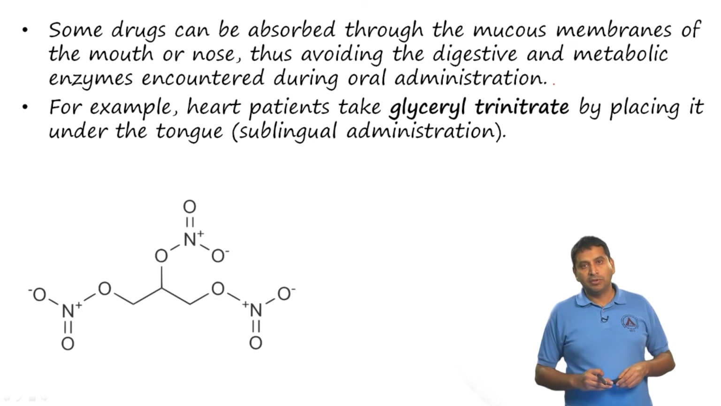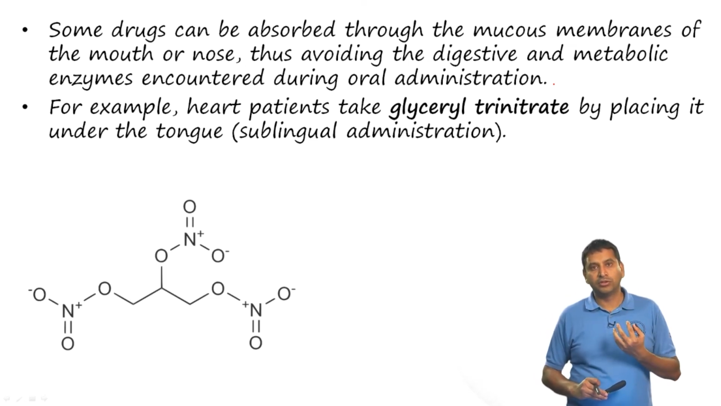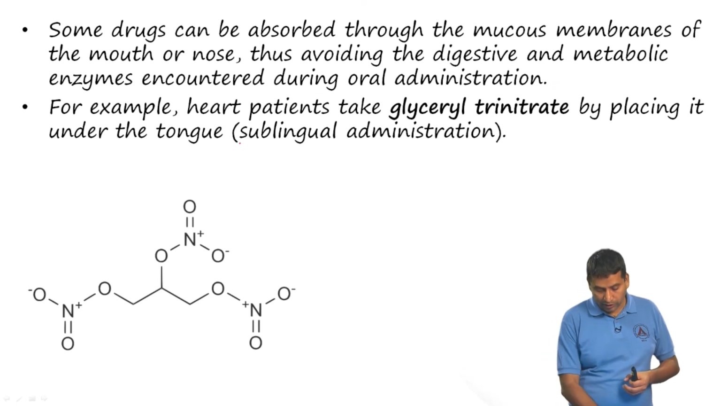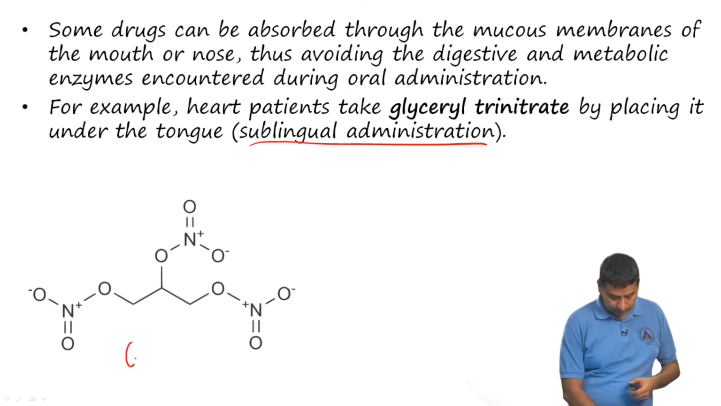Some drugs can be absorbed through the mucous membrane of the mouth or nose, and they can avoid the digestive and metabolic enzymes. This is especially relevant when you are looking at heart patients that take glyceryl trinitrate, and they place it under the tongue, which is called the sublingual administration. And the structure of GTN is shown here.